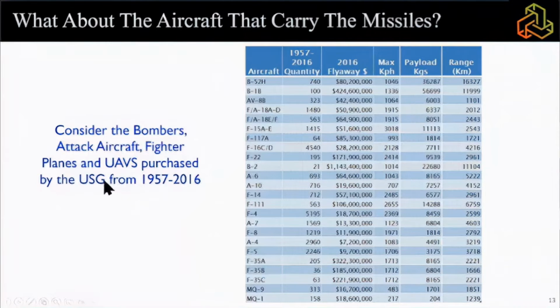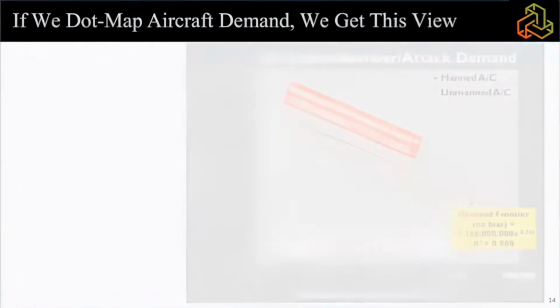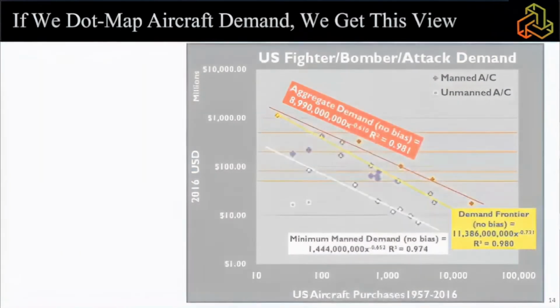that the USG bought from 1957 to 2016. So it's a long period, and we need that long period in order to get the number of observations that we require. So we've gone and created a big pool. All these vehicles were actually working at the time of this analysis in 2016. So if you dot map aircraft demand, you get this view.